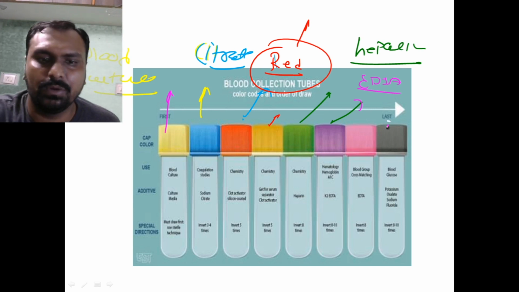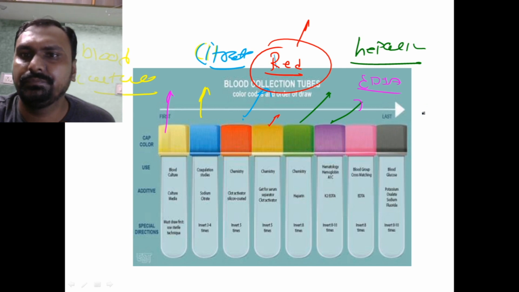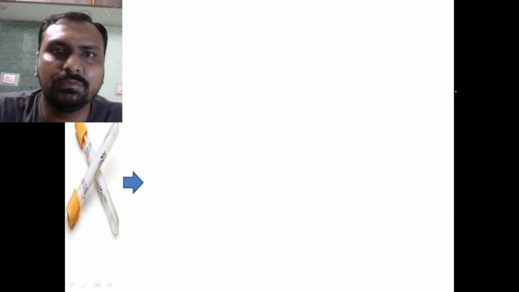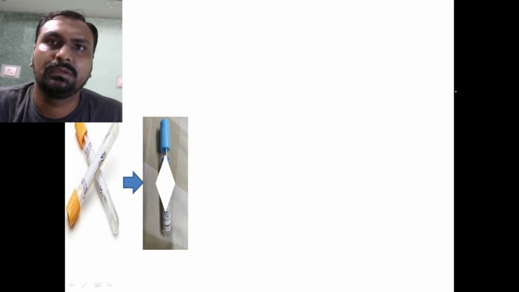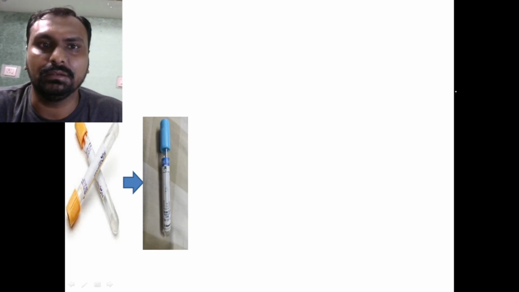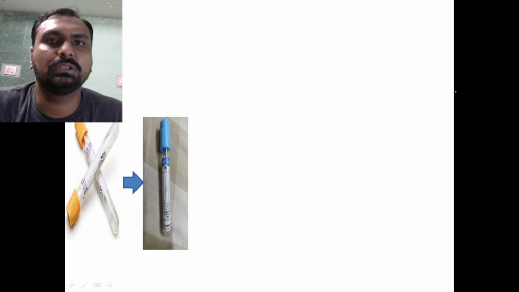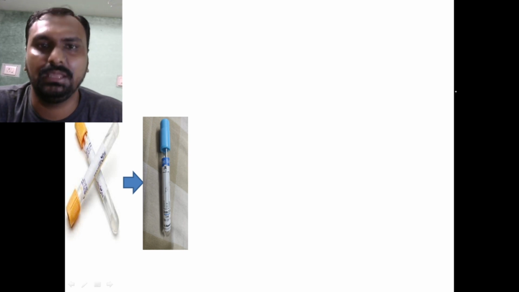And lastly the fluoride, that is sodium fluoride, that is for the glucose, right? So we revise again. So first we have to take the blood in the yellow color cap, yellow color stopper, that is for the blood culture. Then second, in which we have to take in the citrate tube, that is blue in color. Okay, it is mainly used for the coagulation study like prothrombin time and APTT.